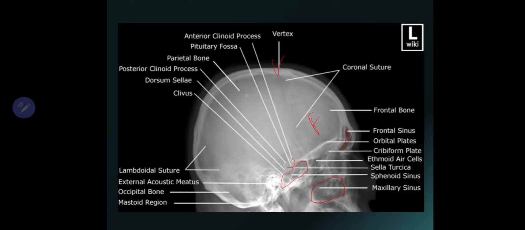This is the parietal bone. This is the posterior clinoid process. This is the lambdoid suture. This is the external acoustic meatus. This is the occipital bone. Here you have the external occipital protuberance. These are the structures that we see in the lateral view of the skull.